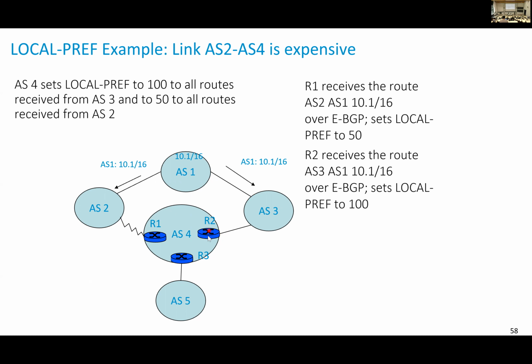So we program all the BGP routers in AS4 to put a local pref, which is higher for BGP announcements that come from AS3 than from AS2. For example, when R1 receives a route from AS2, it will put a small local pref, a value of 50. Whereas when R2 receives a route from AS3, it will put a value of 100. So that's a global assignment you have to do in your AS. In AS4, we have to decide on those rules and distribute all those rules in all the routers here.